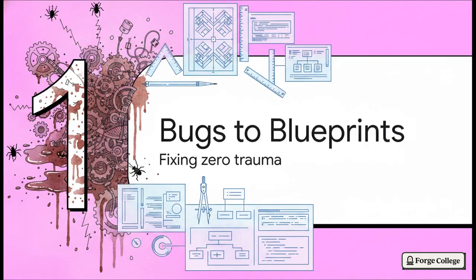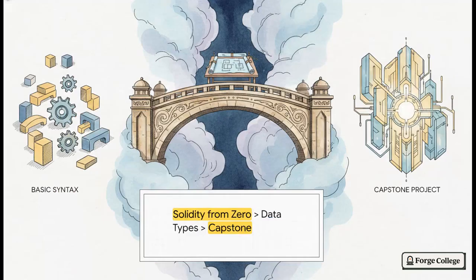So let's jump right into section 1, from bugs to blueprints, where we'll be fixing that pesky zero mapping trauma. To give you some quick context on where we are on the map, this step is an absolutely crucial bridge in your learning journey. You've got the syntax down, you understand the basics, and now, right before you start implementing the comprehensive smart contract for your capstone, we're pausing, we're drawing up the blueprints. Jumping straight into code without doing this is basically a one-way ticket to expensive refactors later on.